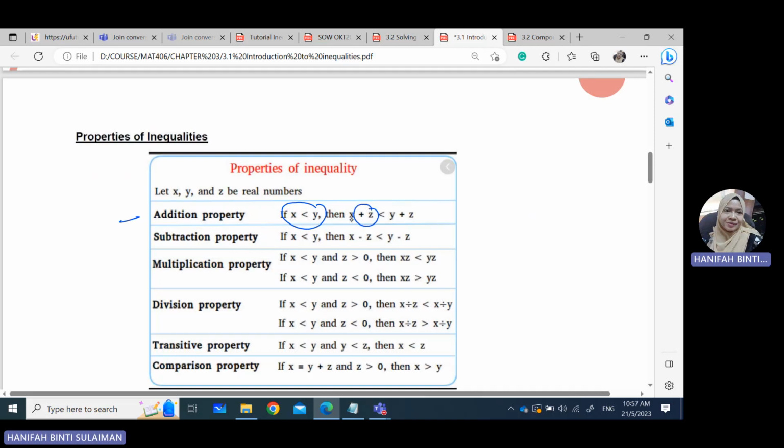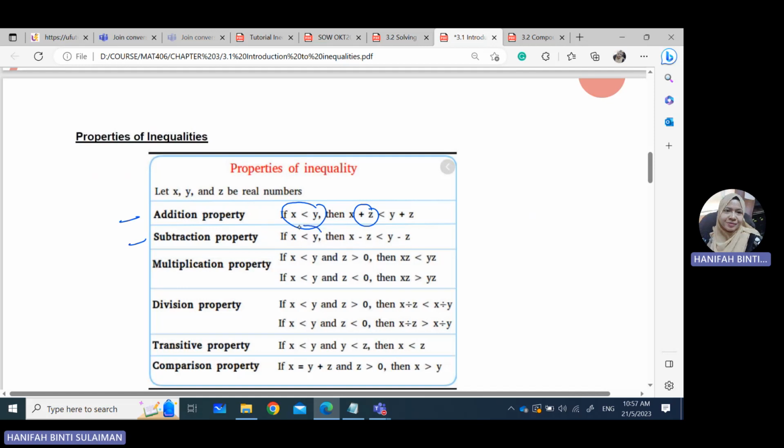So kita nak tambahkan X pada Z. Pada X di sebelah kiri, di sebelah kanan pun you kena tambahkan juga dengan Z. Okay, so ini kita panggil sebagai addition property. So untuk yang kedua subtraction, if you want to minus Z for X and Y.